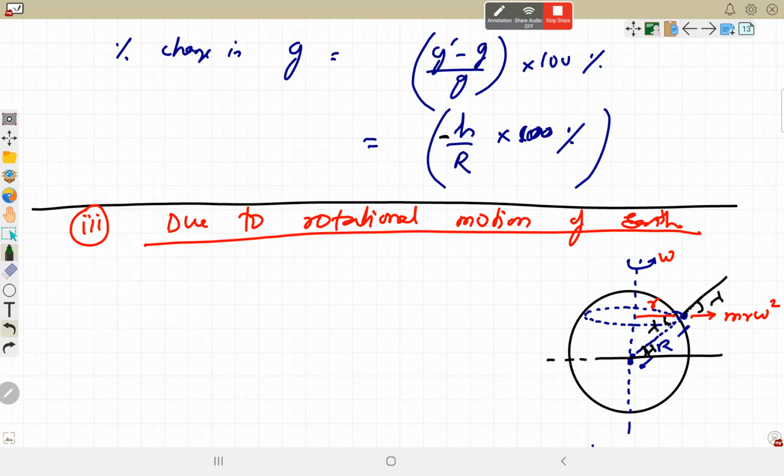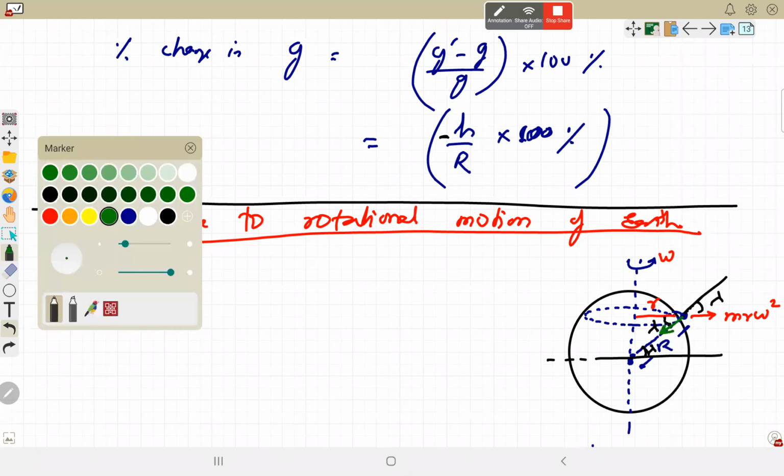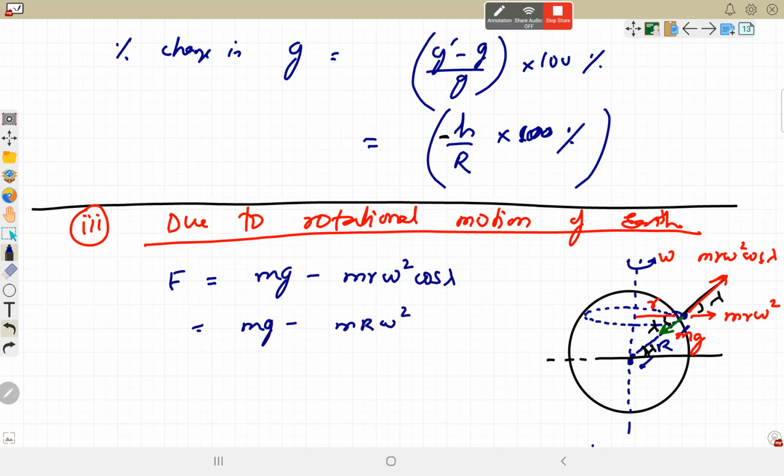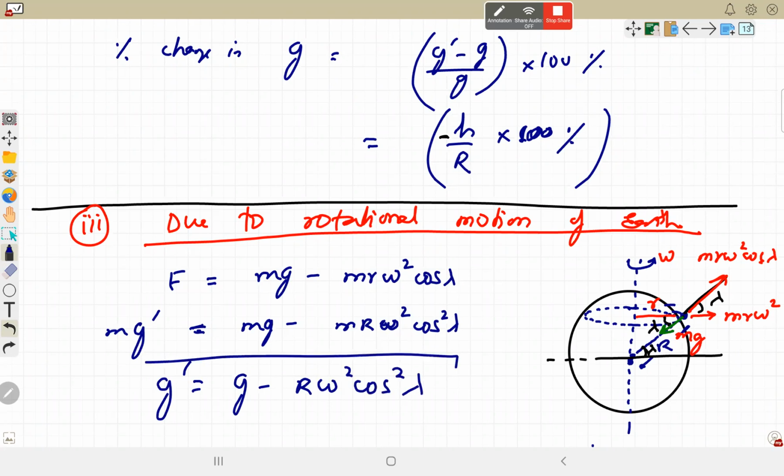So this particle was attracted toward the center of Earth by force mg. Toward the center of Earth the force acting on it was mg, and a component of the centrifugal force acts in the opposite direction, m r omega square cos lambda. So the net force by which Earth attracts is mg minus m r omega square cos lambda, and small r we can write as capital R times cos lambda. So small r is the base, capital R is the hypotenuse, and it becomes m R omega square cos square lambda. Now net force is mass into acceleration. So because of this, acceleration due to gravity reduces, and the formula becomes g dash is g minus R omega square cos square lambda, where lambda is the latitude angle at that point.